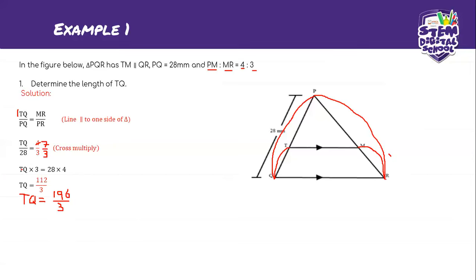So this one is not correct because we made a mistake here where we're supposed to write 7. So also this one is not correct. So we are canceling it. So the correct answer for this one is TQ equals to 196 divided by 3, right? Sorry for that mistake because it was supposed to be 7 here. All right. Now we can proceed.